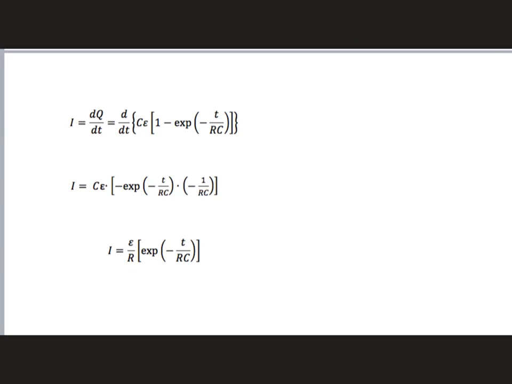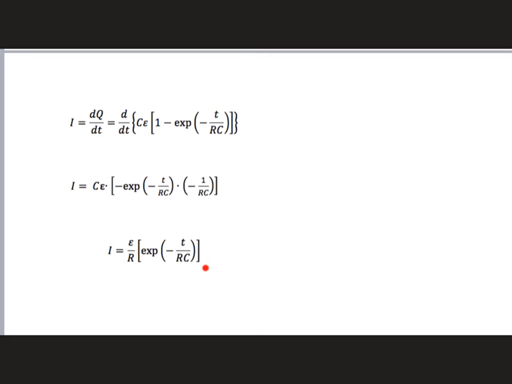And so we can take that derivative. We'll have this CE, which distributes across. And then we have the derivative of the exponential function is just that function itself. Then you get this minus sign here in front, but when you take the derivative of this, you'll also get a minus 1 over RC from the chain rule, and that factor is right there. And when you multiply it all and simplify, you get that the current is E over R times e to the minus t over RC.